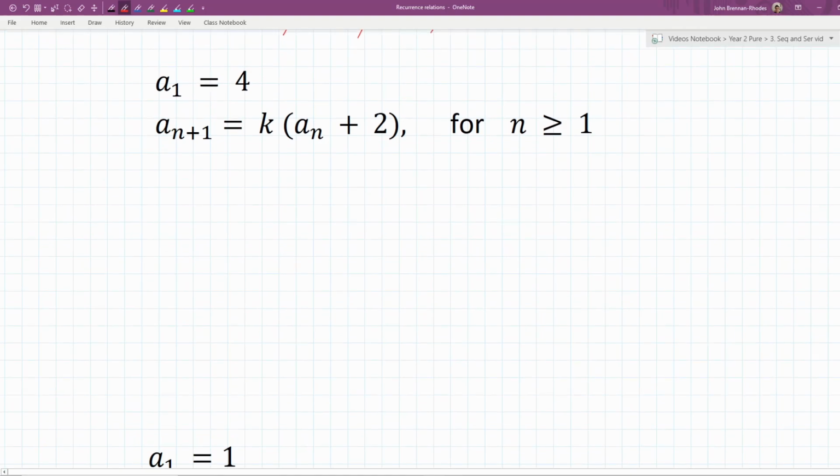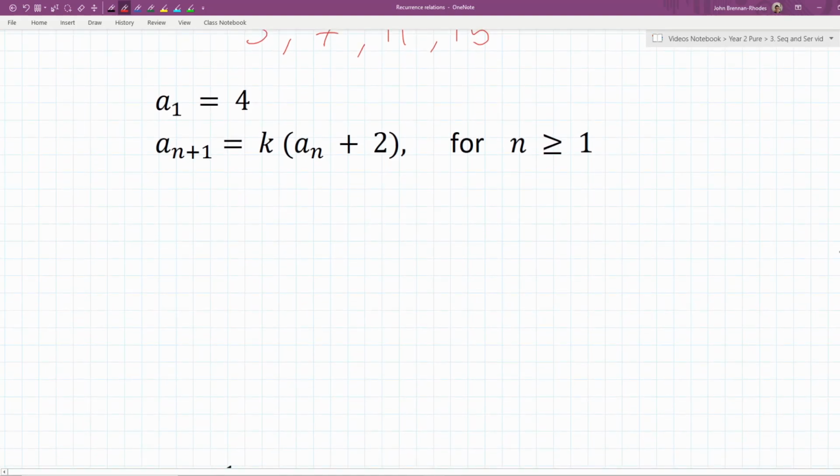Okay, here's another one. If we had a1 is equal to 4 and an plus 1 is equal to k an plus 2. Well, I added this in because I thought the k is useful for us to be aware that there might be unknowns in here. We might not always know everything about it. So a1 is equal to 4, we know that. a2 is equal to k times a1 plus 2, which is equal to k times, well, we know that a1 is 4, 4 plus 2, so this is equal to 6k. Now, I don't know what k is.